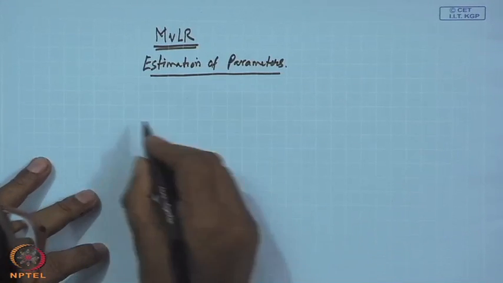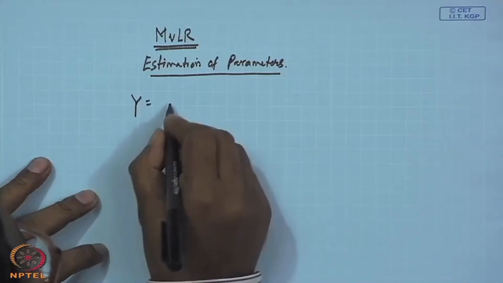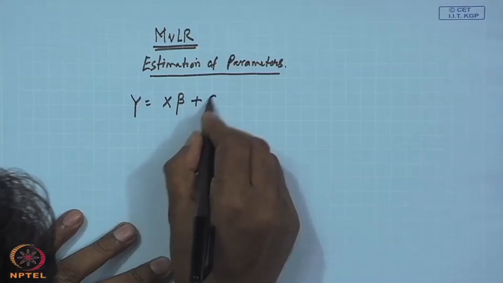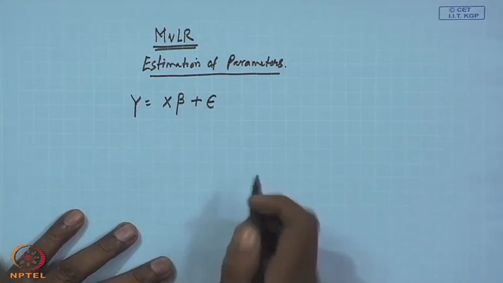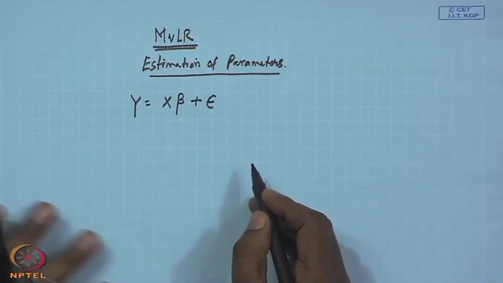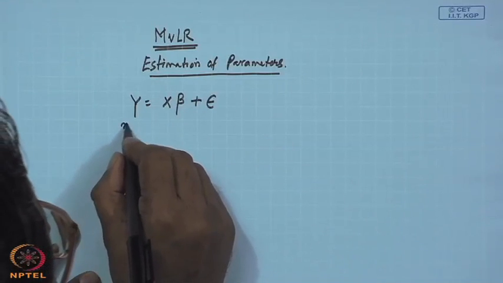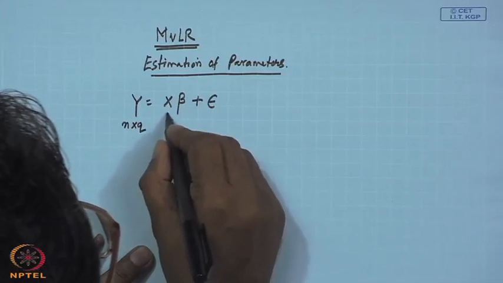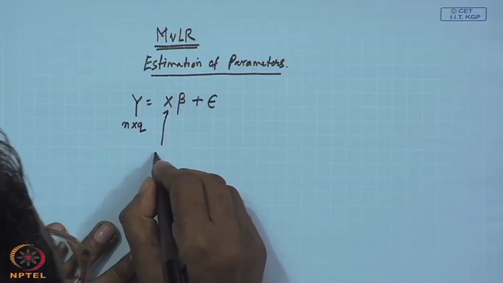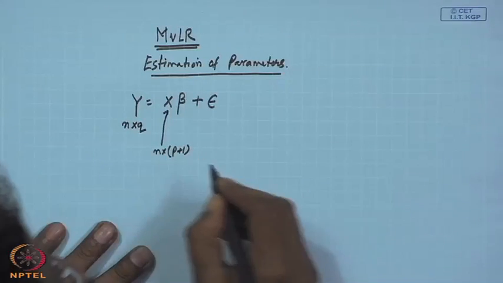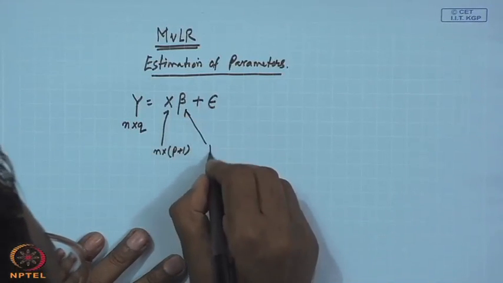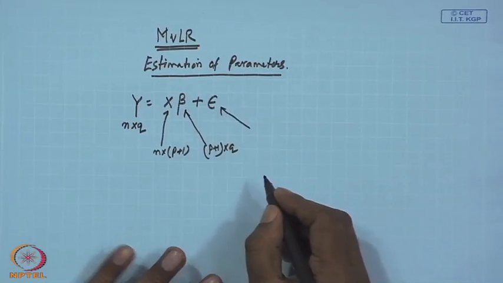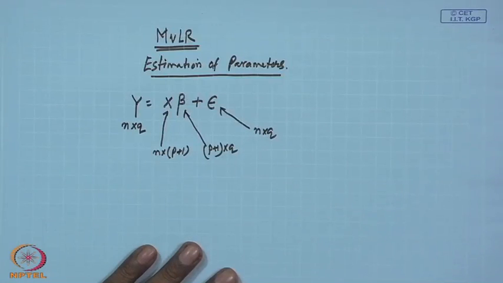Last class what we have seen is that y is a function of x in terms of regression coefficient beta as well as an error term. So here the matrix looks like this. Y is an n cross q matrix, X is an n cross p plus 1 matrix, beta definitely should be a p plus 1 cross q matrix, and our error term is also an n cross q matrix.